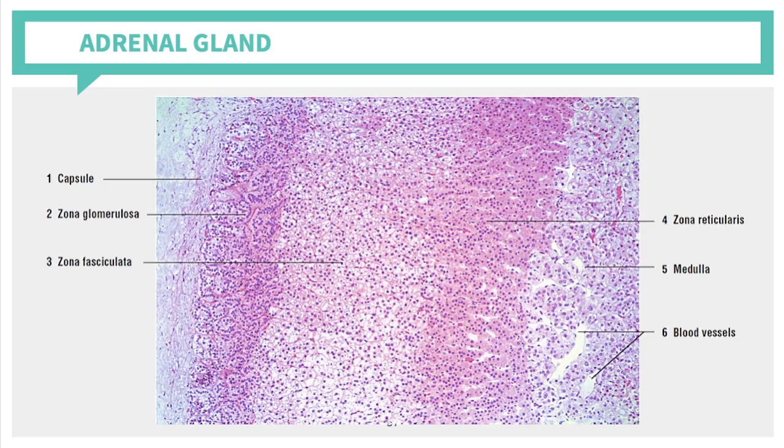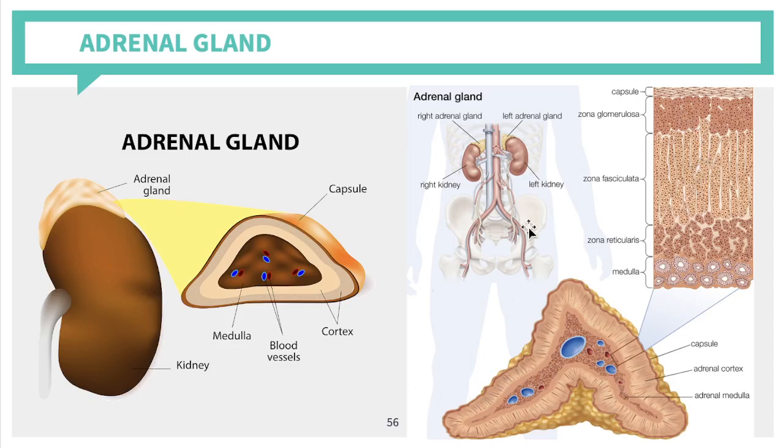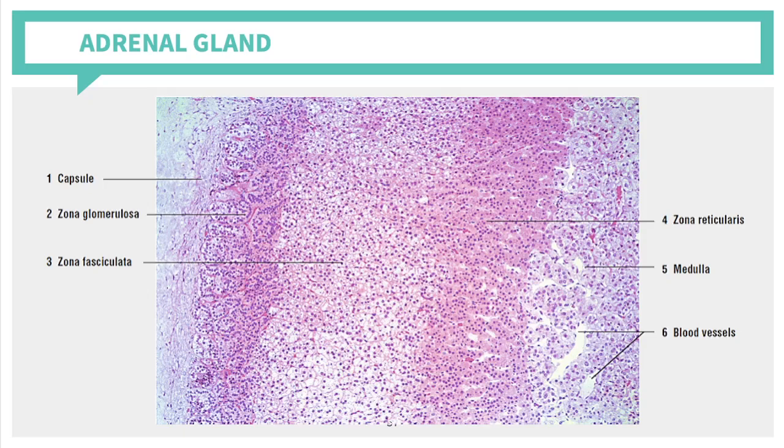Okay, sige. Review natin. Again, this is the gross picture. Ito yung gross picture natin. And this will be now the histological view of your adrenal gland. This portion here is your capsule, followed by zona glomerulosa. This portion here is your zona fasciculata, GFR. Next, followed by your zona reticularis. From glomerulosa to reticularis, that's your adrenal cortex. Then, followed by your medulla.